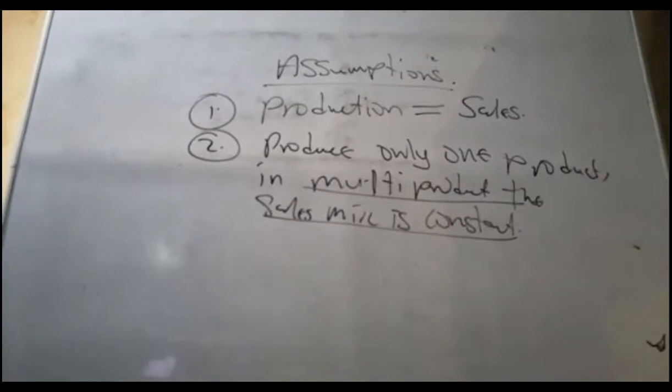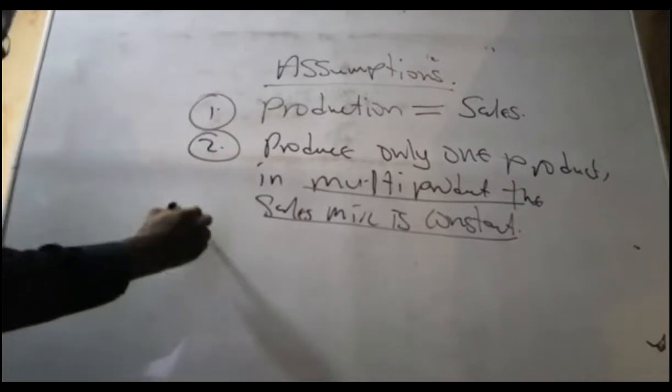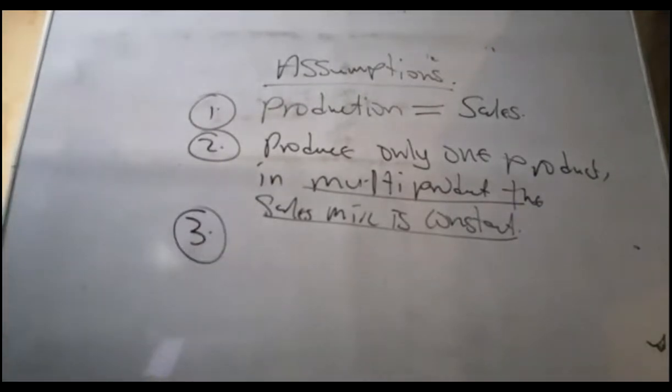So in short, if the company produces multi-products, the sales mix is constant at all periods. Like we did in the illustration, anytime a duster moves, 4 markers have to move before the next duster, which in reality might not hold. Let's move on to assumption 3 quickly.